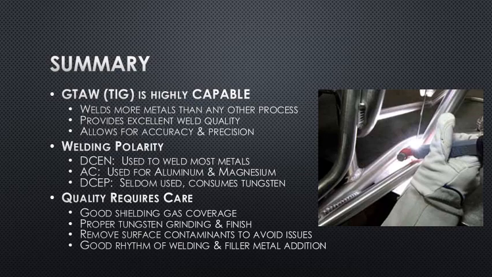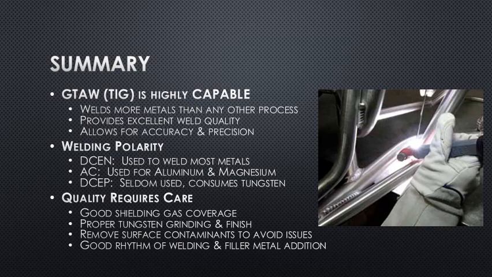Remember that DC electrode positive is seldom used because it consumes the tungsten so rapidly, and usually that's your indication that you have things hooked up backwards. So if you're TIG welding and you notice your tungsten vaporizes when you strike an arc, make sure you have your shielding gas turned on, but flip your electrode, make sure you're running electrode negative.